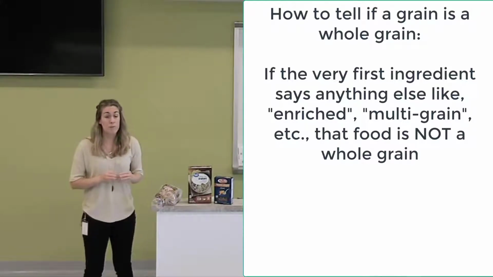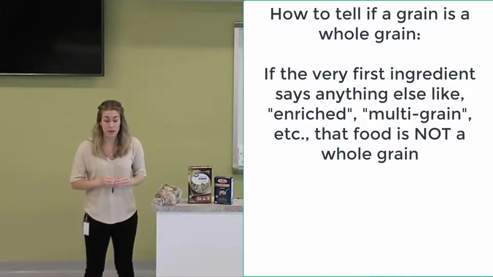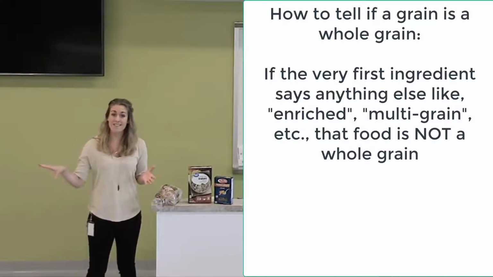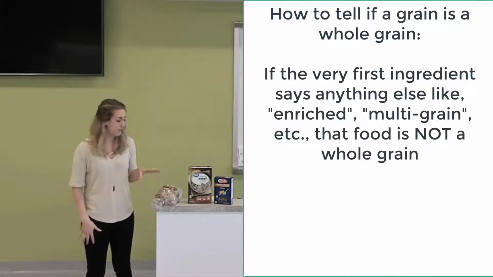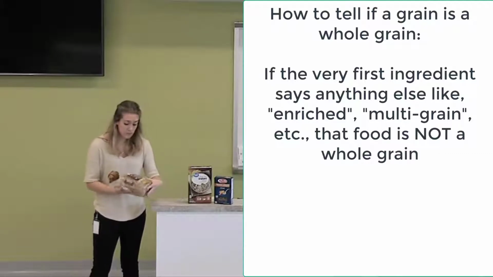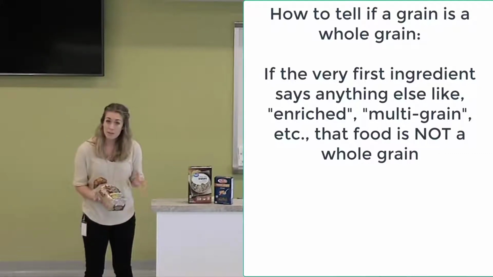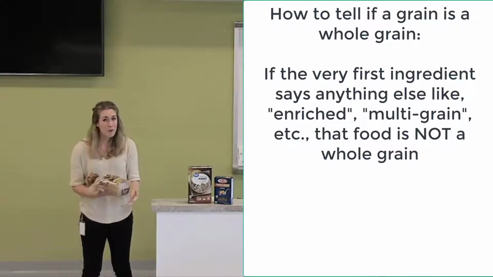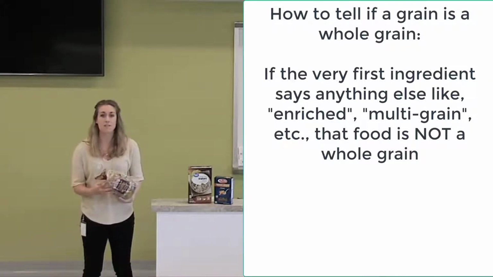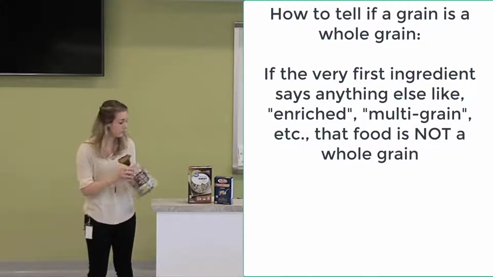And it's important for it to be the very first ingredient as well. If you see whole wheat or whole grain later on in the ingredients list, it still means that that product is not a whole grain product. Okay, so you can look at the front of a package. Sometimes it'll tell you if it's a whole grain or whole wheat product, but you always want to double check that ingredients list just to be sure.